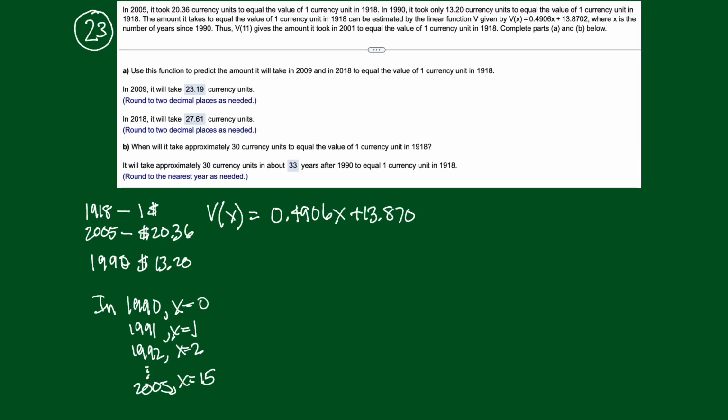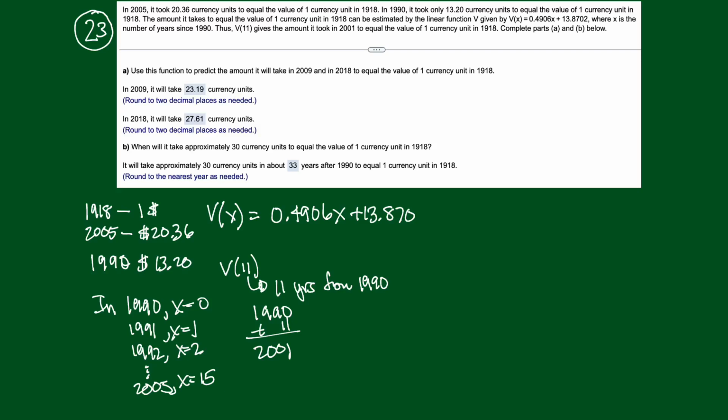So if we want to know how much it would cost for a dollar back in 1918, we can use this formula. You just plug in the number of years from 1990, multiply it by this number here, and add that number, and that'll give us the value. So now at the end they tell us V of 11. Well, what is V of 11? 11 means 11 years from 1990. So if you have 1990 plus 11, we're at 2001.